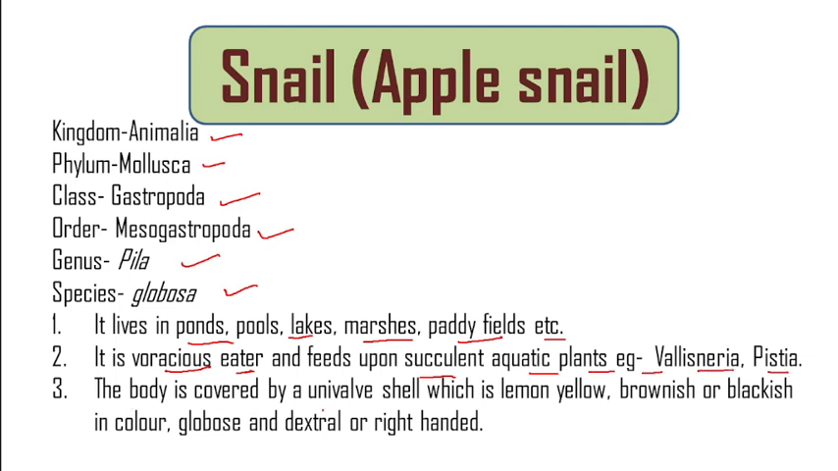The body is covered by a univalve shell. Univalve मतलब एक ही सिंगल शेल होती है। जैसे आपने वो देखा होगा पिंक टेडा जिसमें मोती निकलता है, उसमें दो शेल्स होती हैं, वो बाईवॉल्व शेल कहते हैं उसको, लेकिन इसमें एक ही शेल है तो it is univalve shell which is lemon yellow, brownish or blackish in color, globose and dextral or right handed.